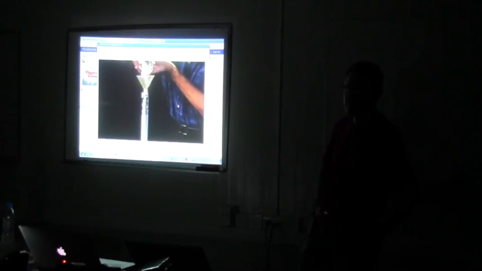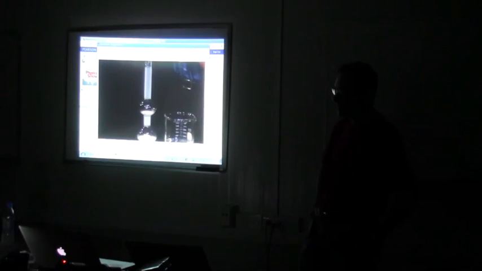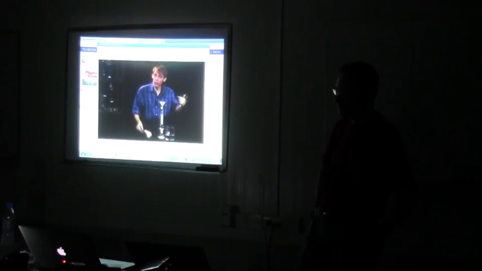This is regular sugar. What would happen if I added the water back to the cylinder? Well, if this is sugar, the sugar is going to dissolve.